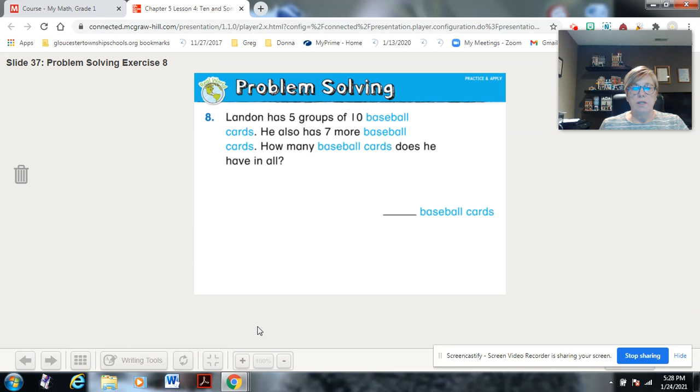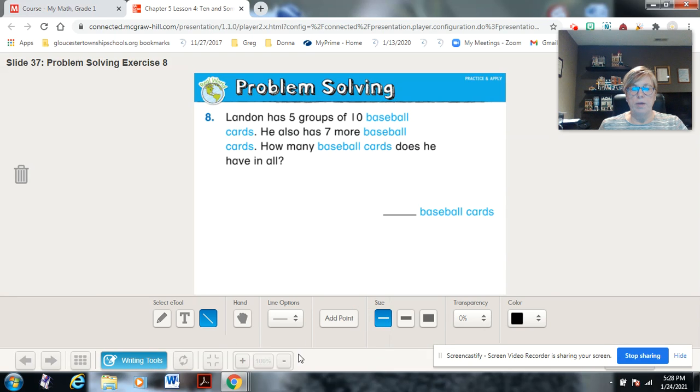Landon has 5 groups of 10 baseball cards. He also has 7 more baseball cards. How many baseball cards does he have in all? Pause and solve. Now, before I show you the answer, I'm actually going to have a little drawing. So maybe this will be helpful for those of you who might like it.